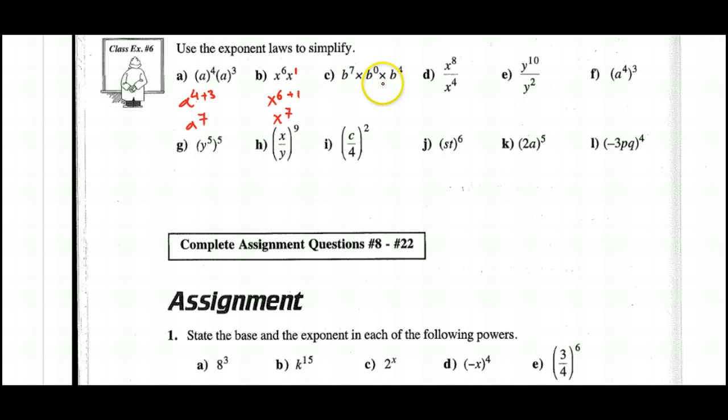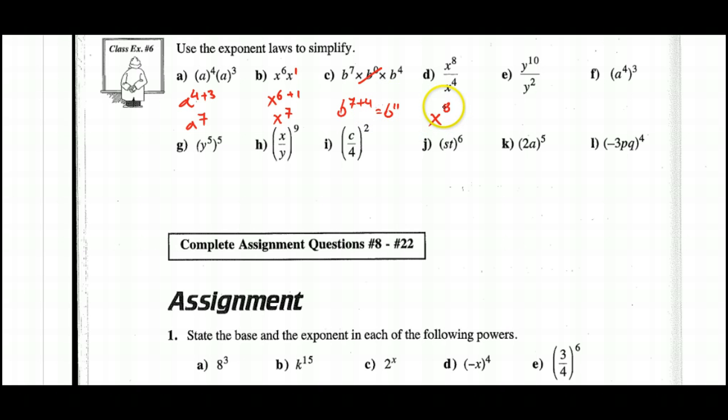b to the 7 times b to the 4. This becomes 1, by the way, so I'm just going to cross it out. b to the 0, anything to the power of 0 is 1. So it's going to be b to the 7 plus 4, which equals b to the 11.